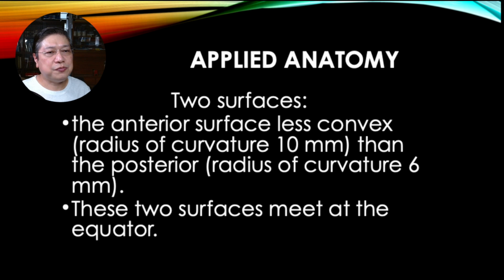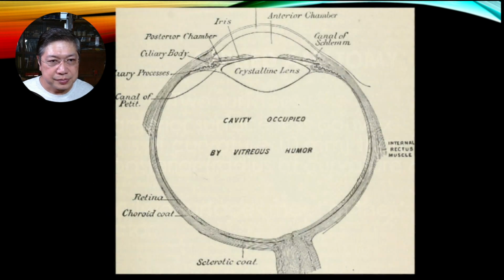Now, your lens has two surfaces, the front part and the back part. The front part is a little flatter and the back part is more curved, and at the middle portion these two surfaces meet. We call that the equator. So again, the crystalline lens is not shaped the same way in front and at the back. The back is a little more curved. It's actually suspended. It is not free floating. It's suspended with zonules.